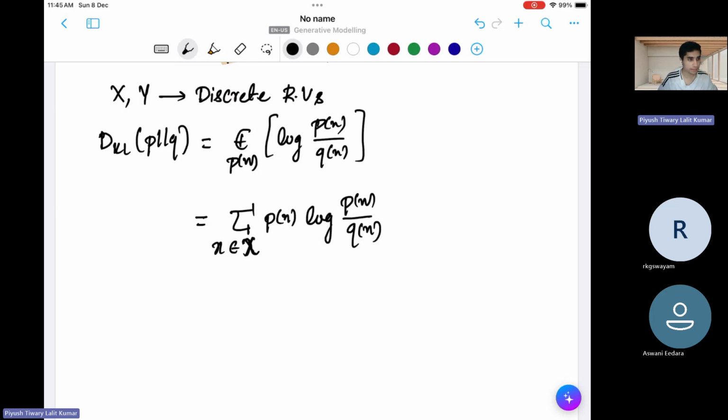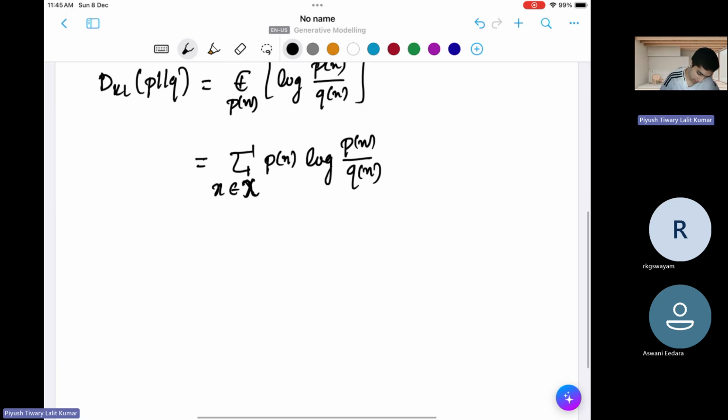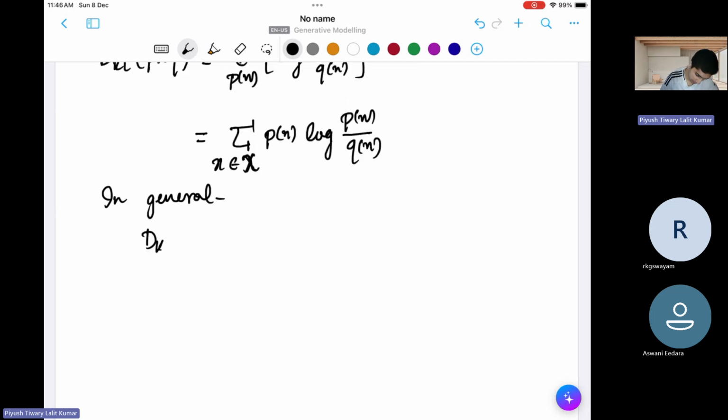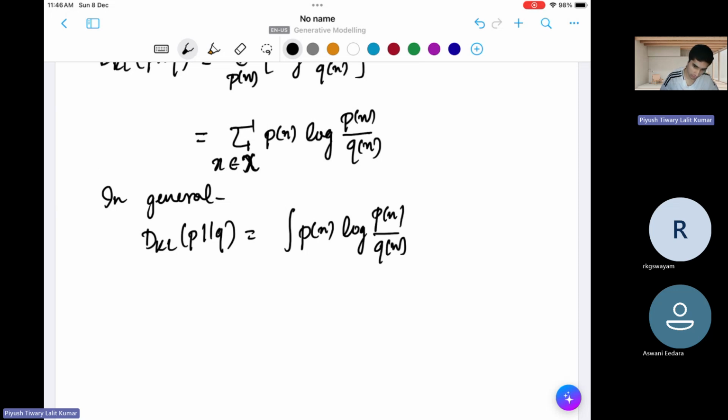So for discrete random variables, this is how it will look. However, in general, this will simply be DKL between P and Q, which will be equal to the integral of P of X log P of X over Q of X dx. And the integral is over the support of X, so X belonging to calligraphic X.